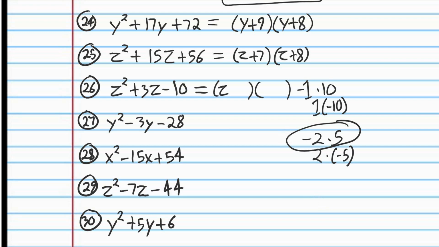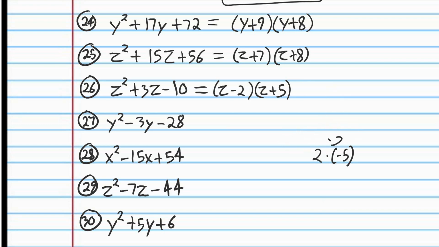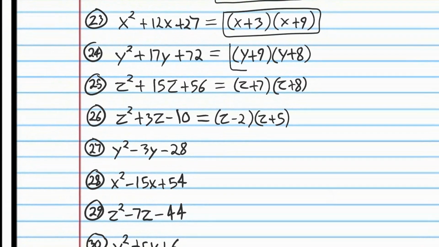So we have Z minus 2 and Z plus 5. Again, if you multiply 5 and negative 2, you get negative 10. And if you add negative 2 and 5, you get positive 3. So that's how we know that we did it correctly. And I just realized that I'm not rectangling these. Let's get those rectangled.